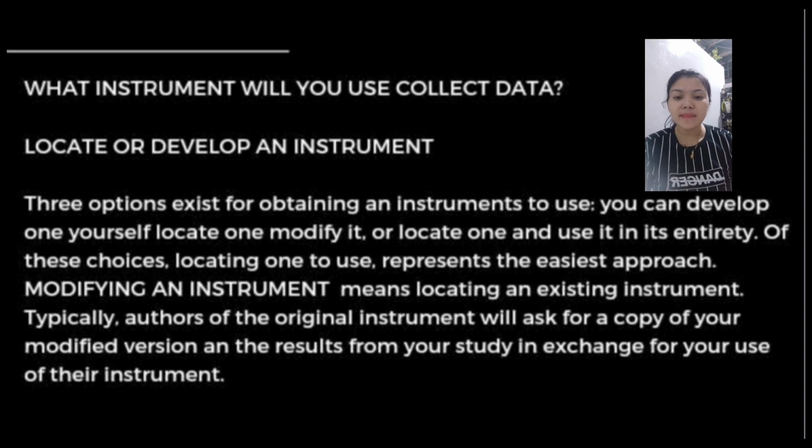So, researchers can create their own instrument tailored to their specific research needs. Alternatively, researchers can locate an already established instrument that fits their requirements, and this option is often the easiest approach as it saves time and resources. The researchers may also choose to modify an existing instrument to better suit their research objectives. So overall, the paragraph emphasizes that locating an existing instrument is often the simplest and most efficient option for researchers.